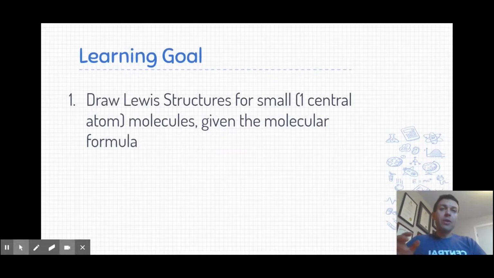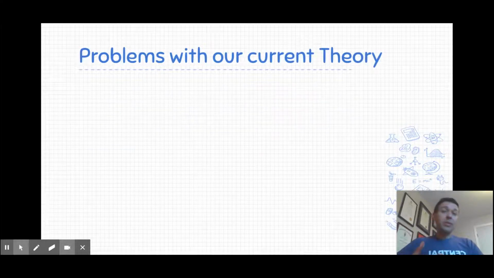In this video, we are going to look at how to build Lewis structures for small molecules given the molecular formula. This video is going to expand on some of the ideas that we were introduced to in earlier grades about drawing molecular structures using the Lewis theory of covalent bonding. The reason we need to address drawing Lewis structures again is that it turns out that the Lewis theory has some limitations.